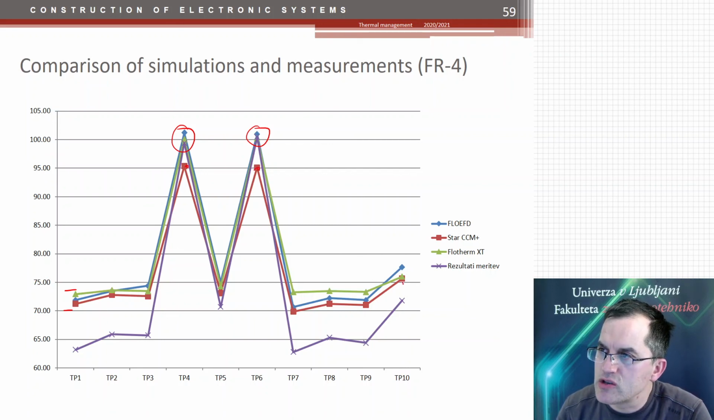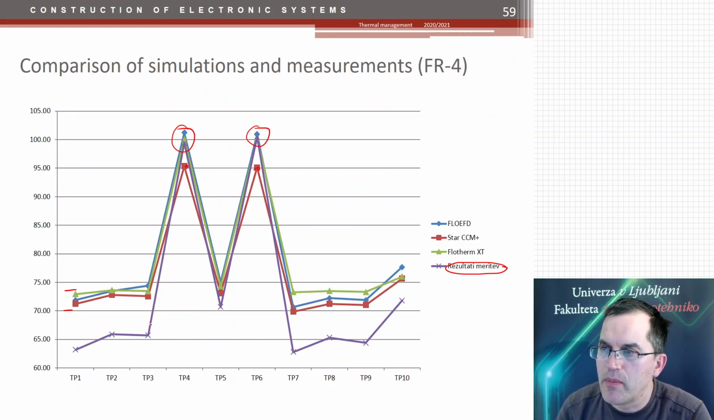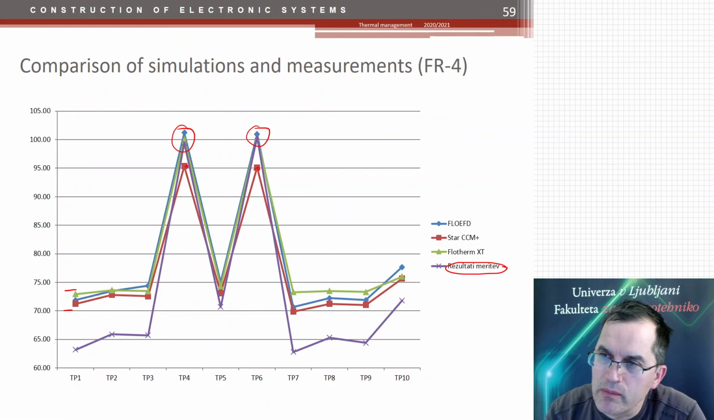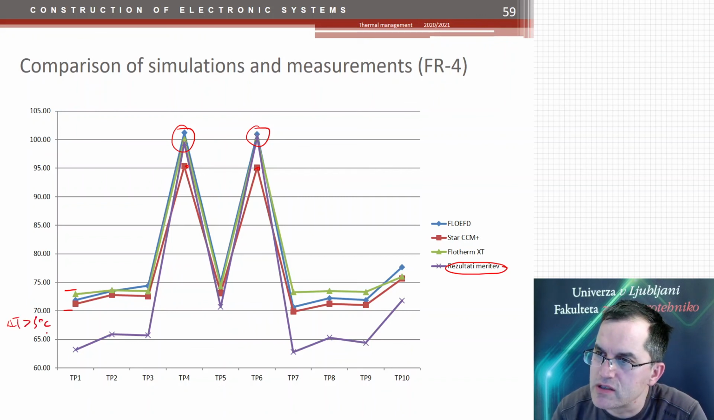And these are the measurement results. The violet ones are the measurement results, which were quite okay at this point of the LEDs, but not that good away from them. I'm talking about a difference of more than 5 degrees, around 7 or so.